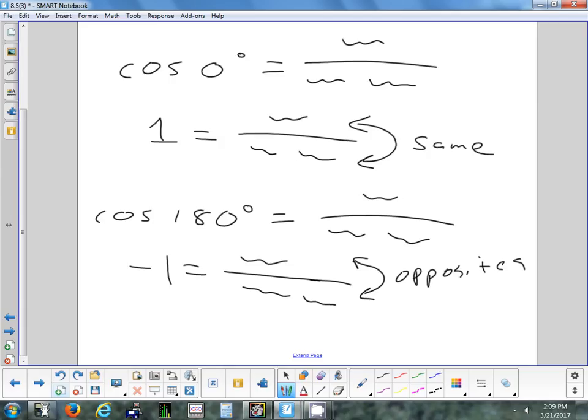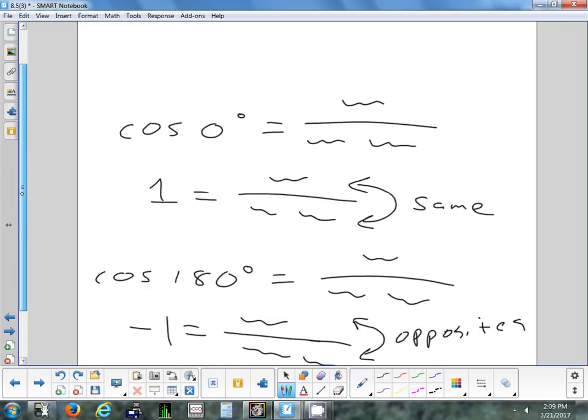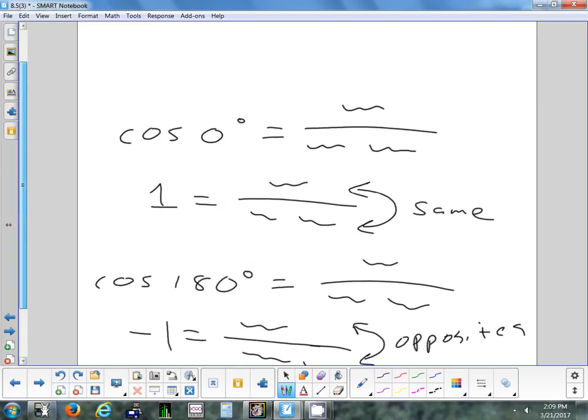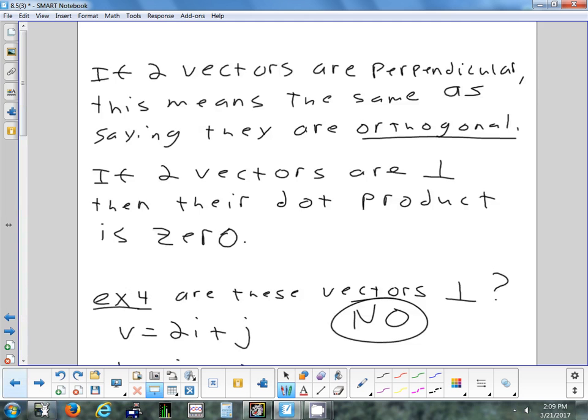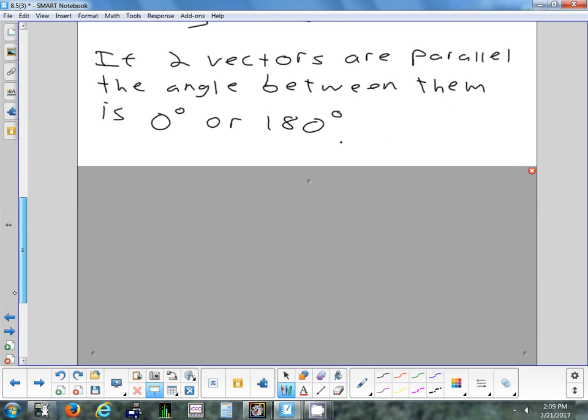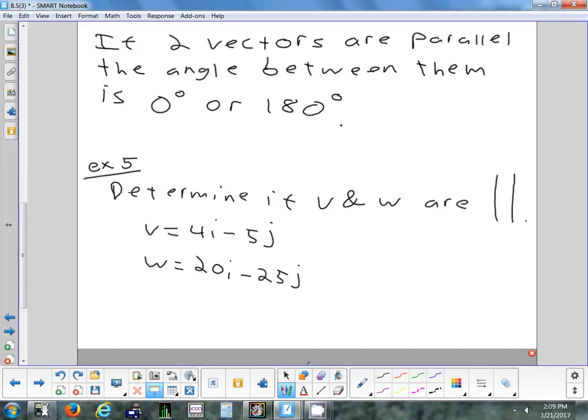So again, it's still not as nice of a shortcut as the dot product because we still have to figure out the top and the bottom. That's as nice of a shortcut as you can get. Top and bottom come out the same, parallel. Top and bottom come out opposites, parallel. Okay, so I want to determine if those two vectors are parallel. What's the first thing I need to find to figure out if those are going to be parallel?